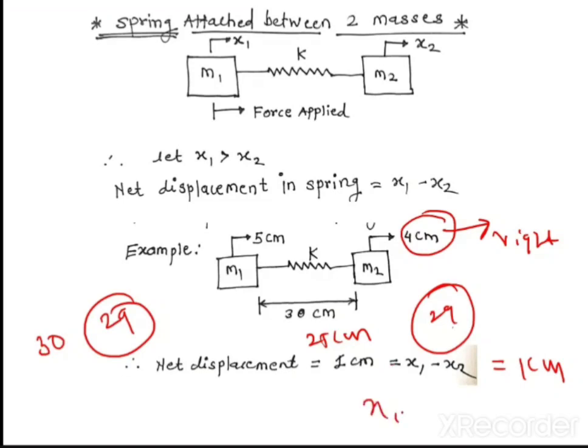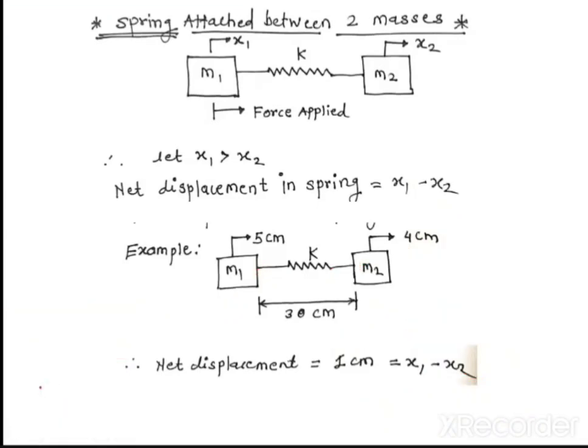Now what is x1 minus x2? x1 minus x2 is equal to 1 cm. So our theory is correct, that the net displacement is always equal to x1 minus x2. Manje tumcha ya spring cha doni end la kutla force act hotoy? Compressive ka tensile? The spring, compressive, yes.